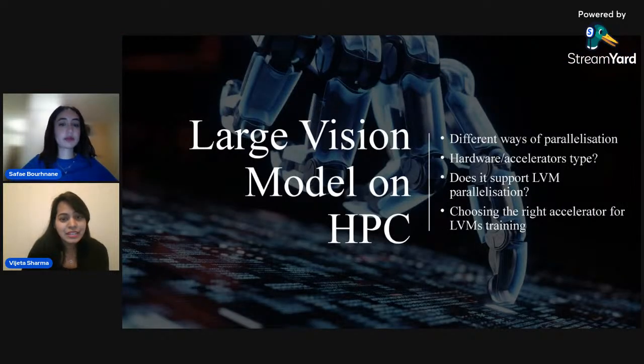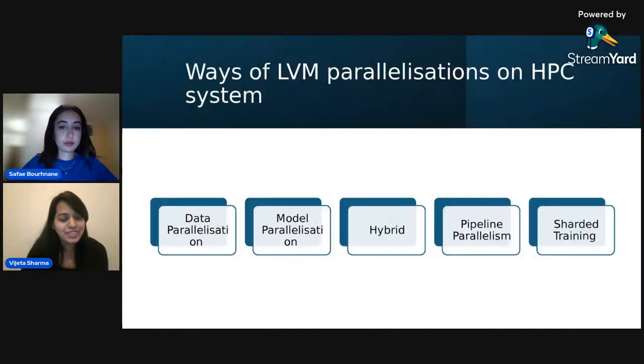Here, I'll talk about the different ways of parallelization and hardware accelerator types. Does it really support the parallelization, and how to choose the right accelerator for LVM training? Several ways include data parallelization, model parallelization, hybrid approach, pipeline parallelization, and sharded training.